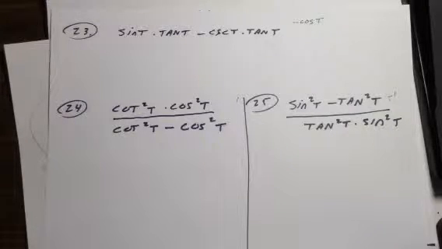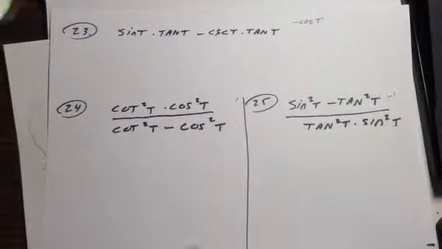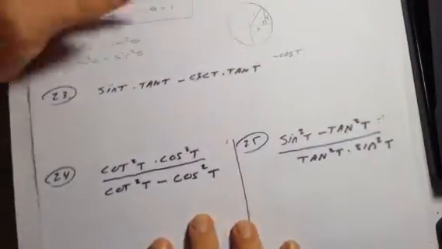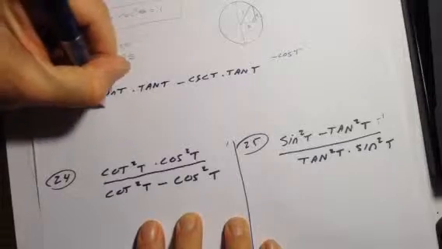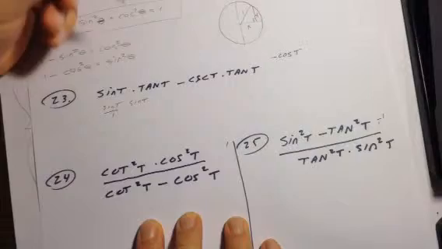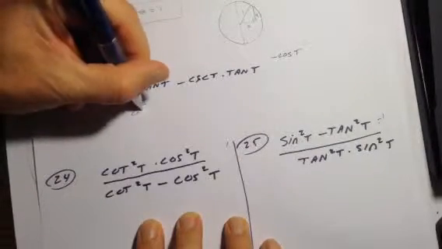Okay, simplifying a few more trig expressions here. I'll go to the top one. Here we go. Ready? Okay, sine times. So we get the sine of t over 1 times tan, which is sine of t over cosine of t.